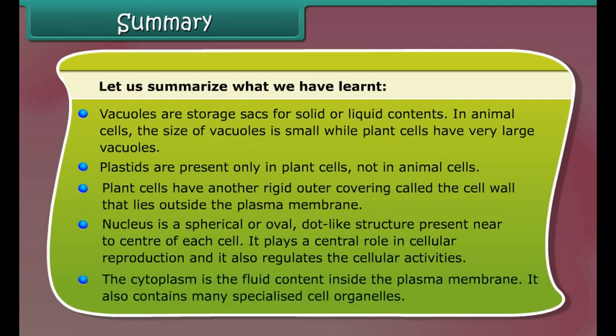Plastids are present only in plant cells, not in animal cells. Plant cells have another rigid outer covering called the cell wall that lies outside the plasma membrane. The plant cell wall is mainly composed of cellulose and provides strength to the cell. Nucleus is a spherical or oval, dot-like structure present near to the center of each cell. It plays a central role in cellular reproduction, and it also regulates the cellular activities. The cytoplasm is the fluid content inside the plasma membrane. It also contains many specialized cell organelles.